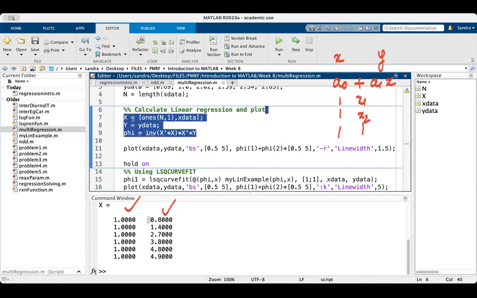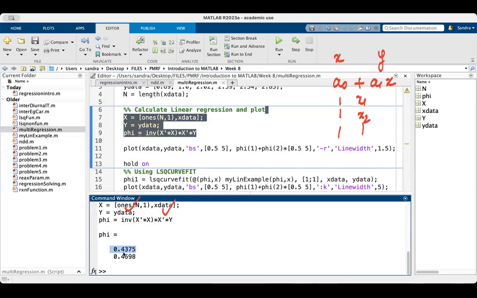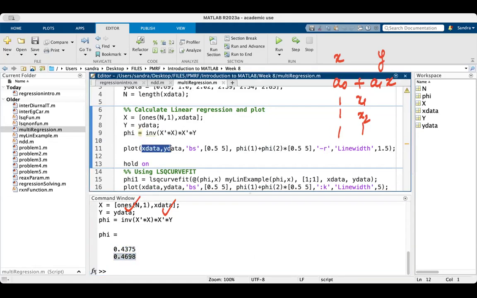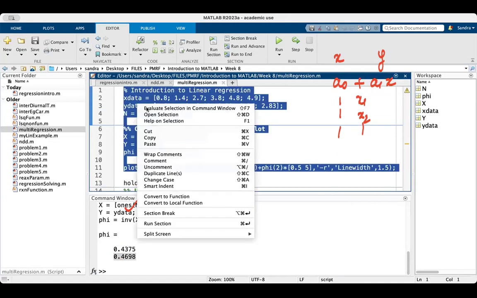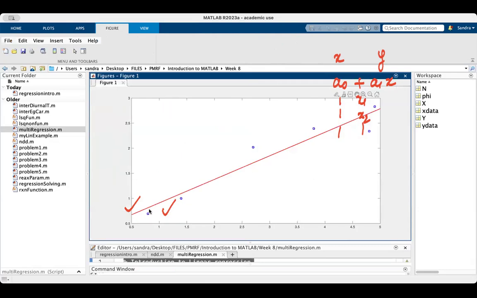So I'll run this here. My phi is like this: A0 is 0.4375 and A1 is 0.4698. As we did earlier, let me plot x1 and x2 using scattered blue squares. And I'm just plotting here from 0.5 to 5. You can also have a different limit, that is completely fine. And I'm plotting the straight line, phi1 plus phi2, from 0.5 to 5 using a red line. So let me run this together. See, I'll get the same straight line that I got earlier, the regression line.